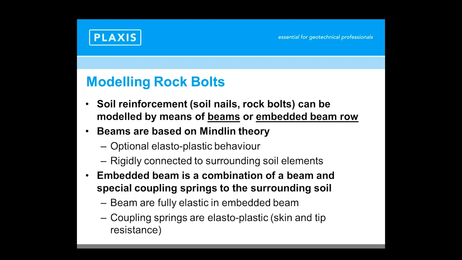The tip resistance is mostly relevant for pile modeling. For rock bolts, it will usually be set to 0. The skin resistance, however, is a nice feature. It enables the user to limit the amount of shear that the rock bolt can transfer into the soil. As long as the shear traction developing between the beam and the soil remains under the skin resistance, the rock bolt will transfer shear into the soil.